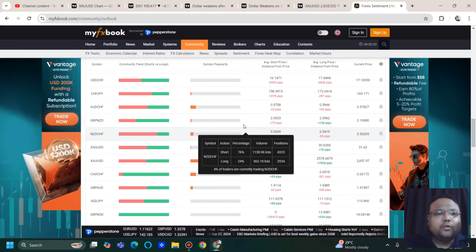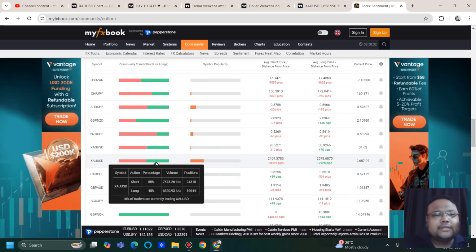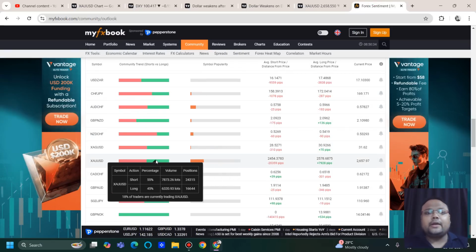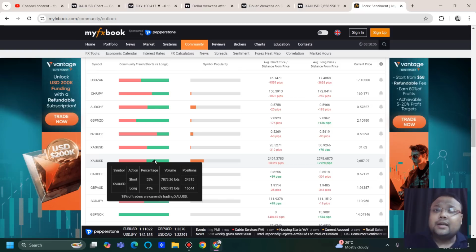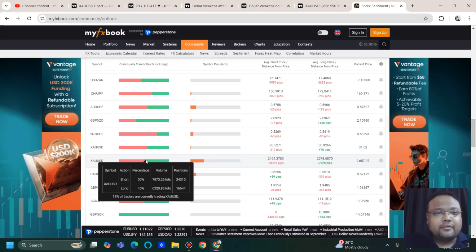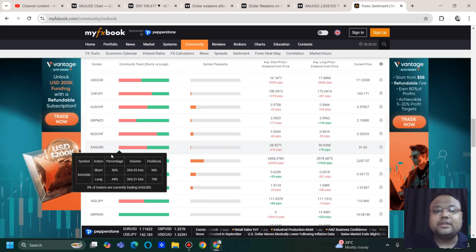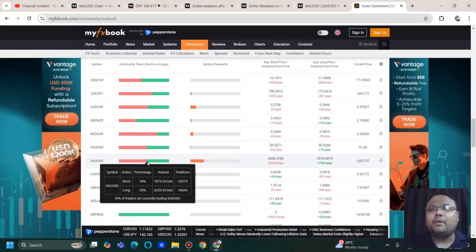And if we look at the Forex sentiment meter, we can see our beloved gold is also changing here. Earlier, when we looked at the Forex sentiment meter, 80% retail traders were on the sell side. Remember? But now we can see that only 55% are on the sell side and 45% are on the buy side. So things have changed drastically.